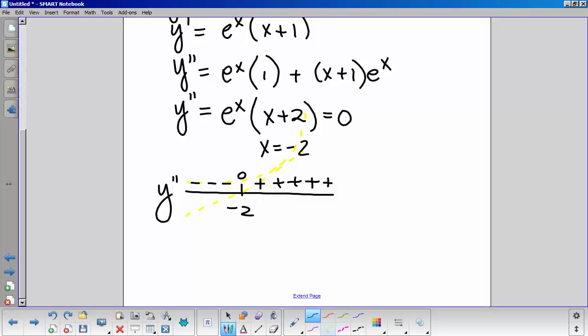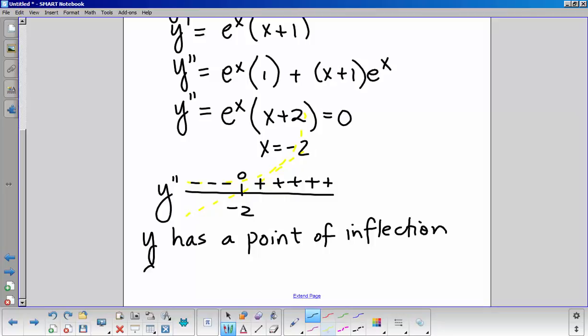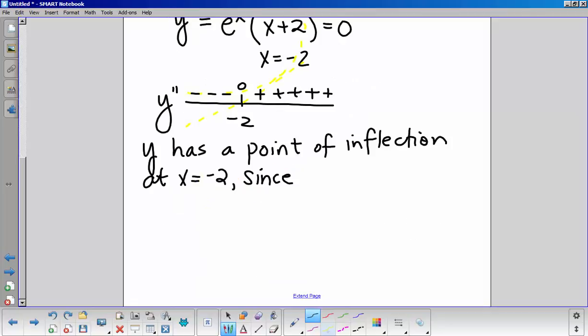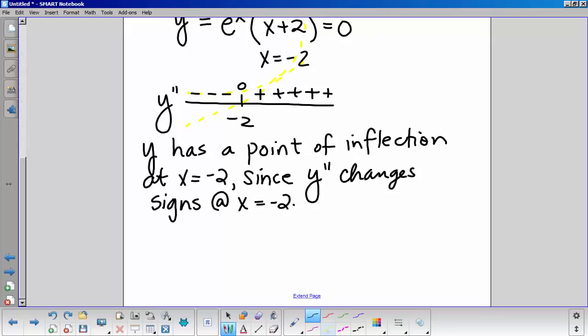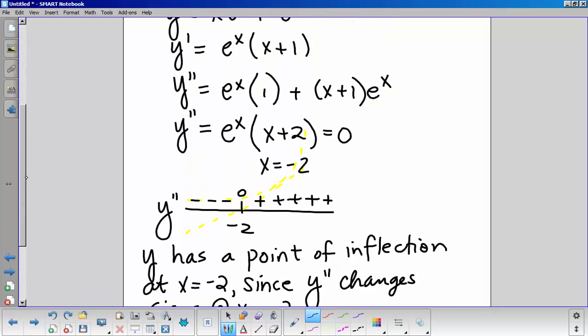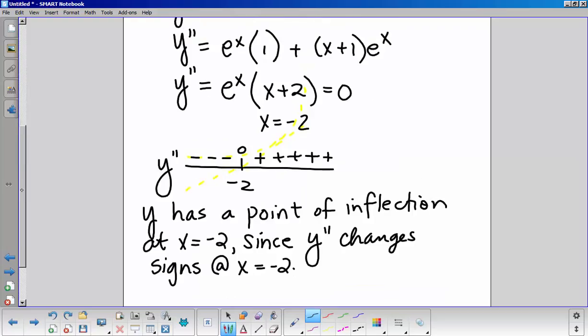So I can say y has a point of inflection at x equals negative 2 since what happened to the second derivative at negative 2? It changed sign, since y double prime changes signs at x equals negative 2, right? There you go. That's all you have to say. You don't have to say it went from negative to positive or positive to negative. Just tell me that it changes signs, okay?